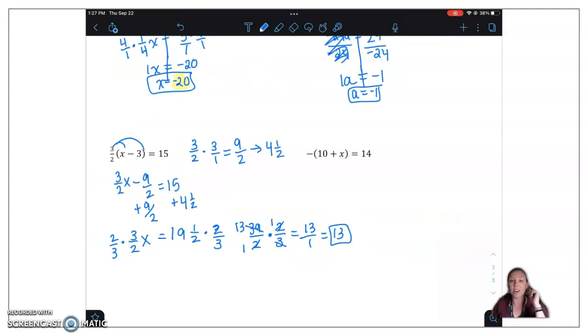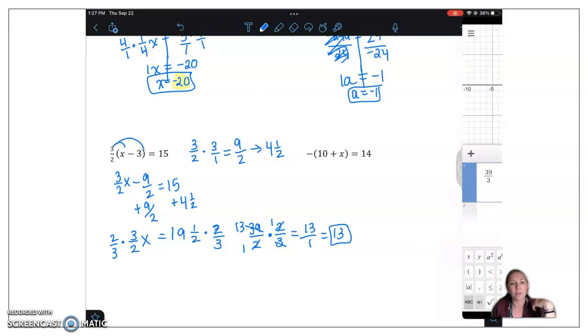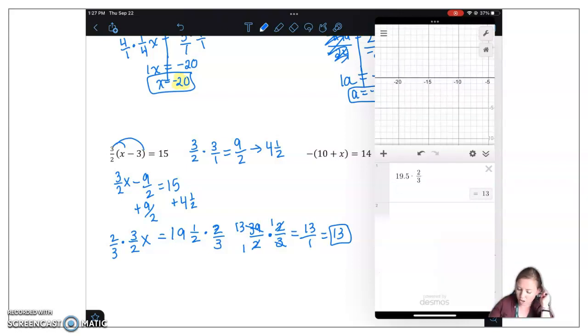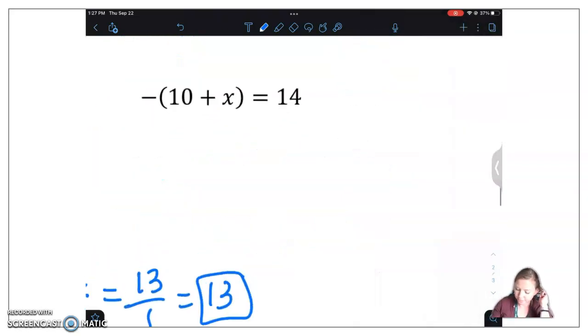Now, that is a lot of fraction work. So, just to show you that you don't really have to use all the fractions, if I get to 19.5, I can just type in 19.5, but you can type in 19 and 1/2 as well. And then times 2/3, and it will do the math for you. So it'll tell you that the answer is 13. You don't have to work all this stuff out by hand.